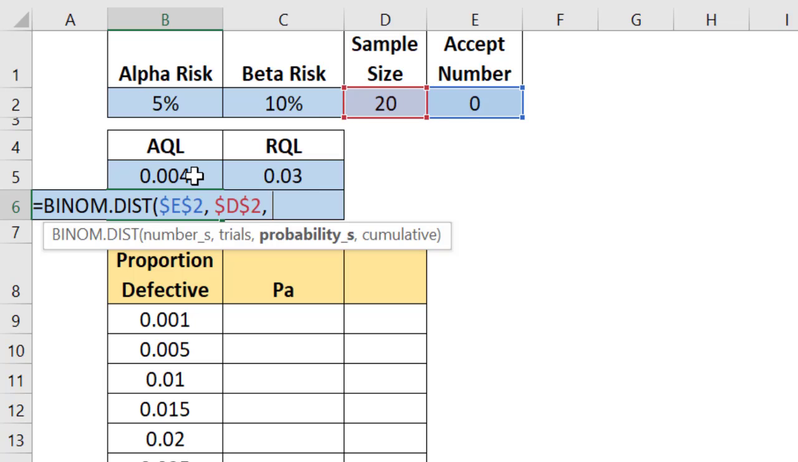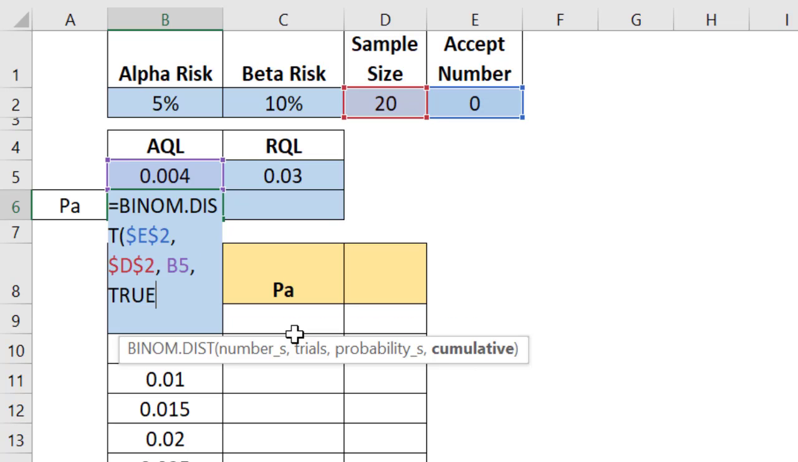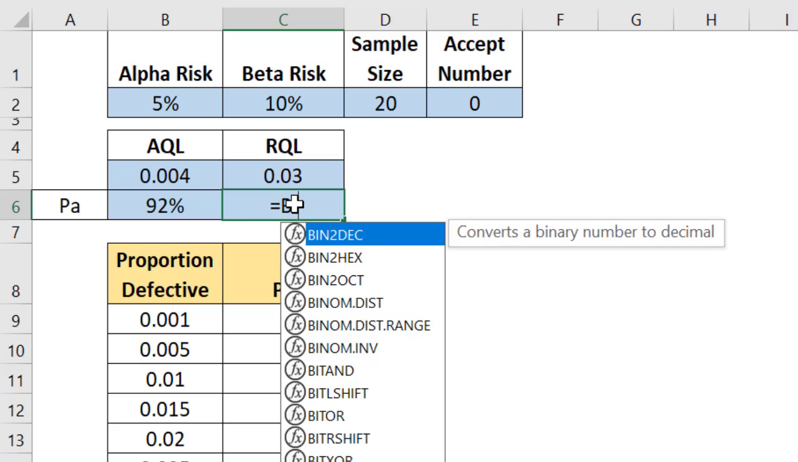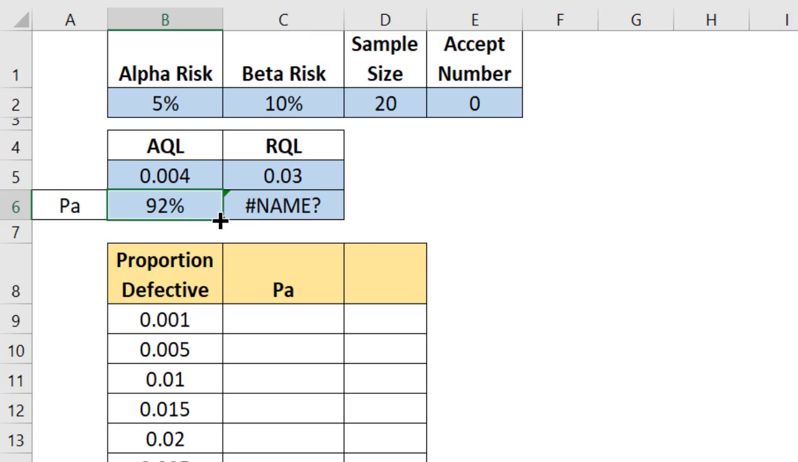Probability is AQL, and for cumulative we select true, because if we have higher accept numbers, we will need to use 1 or fewer or 2 or fewer. For 0 it doesn't matter whether we use true or false, but we use true to make it more generic. So at the moment the probability of acceptance at AQL is 92%. Let us find out the RQL also. So again I use the binom.dist. Actually I could copy this formula also. At that rejectable quality level, the probability of acceptance is 54%.